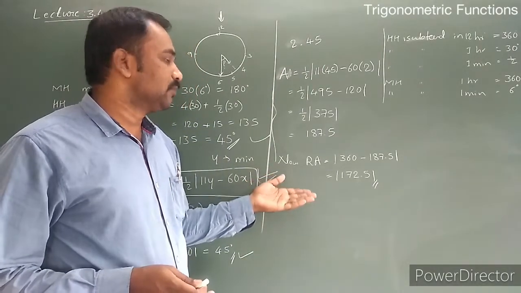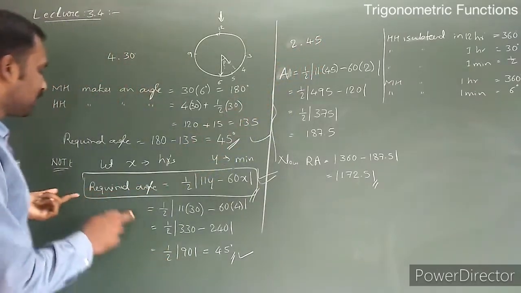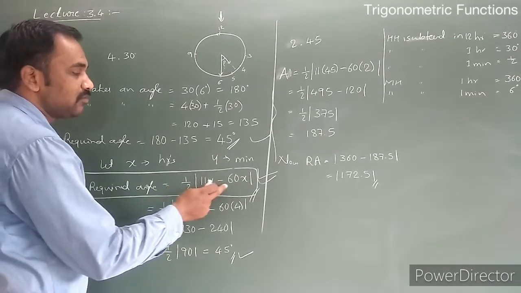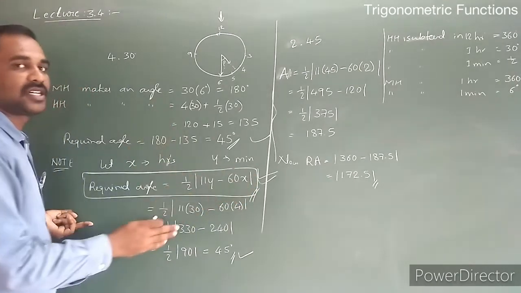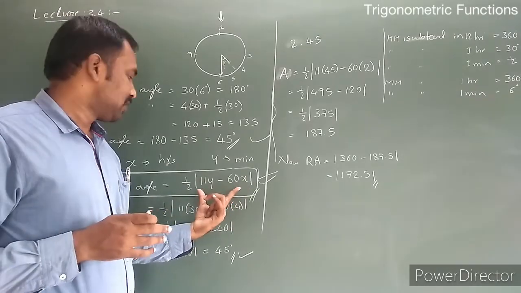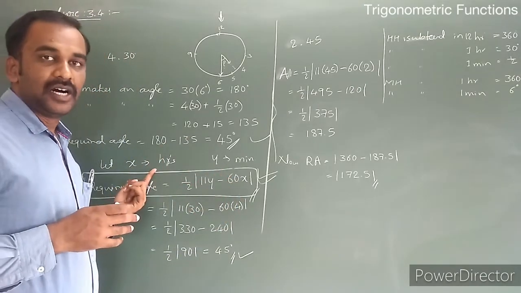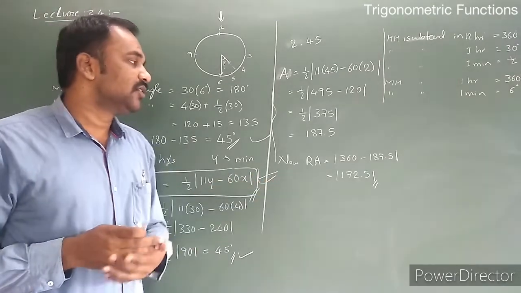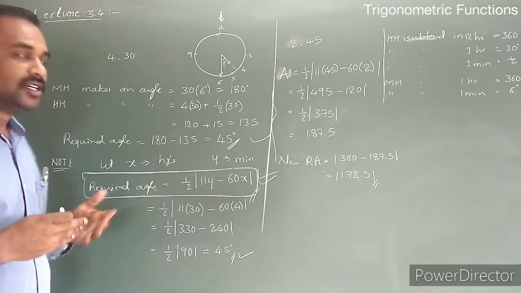Now this is how we have to find the angle between the minute hand and the hour hand by using the formula 1 by 2 modulus, always a positive quantity, of 11y minus 60x. If you got a negative value, consider it as a positive angle. So it is always modulus. That's why I have taken modulus of the value 11y minus 60x, where x denotes the hours and y denotes the minutes. So this is how we have to solve the problems. You just remember this formula and note it in your notes.